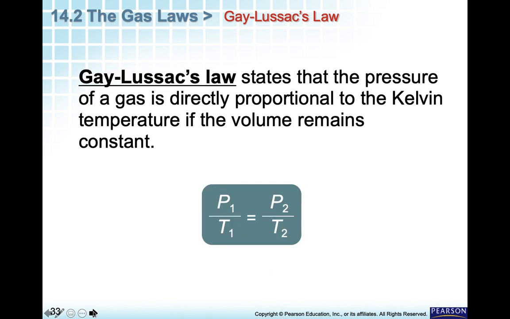And this looks like it's inversely proportional, but if a number divided by a number is always equal to a constant, then that means they are directly proportional. And so that's this relationship. So P1 over T1 equals P2 over T2.